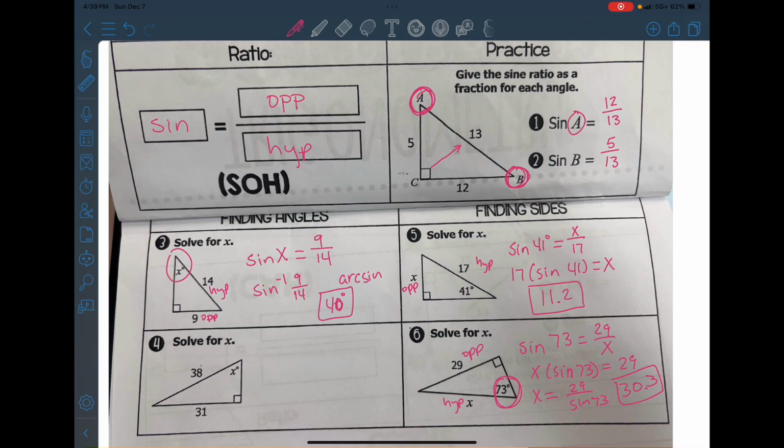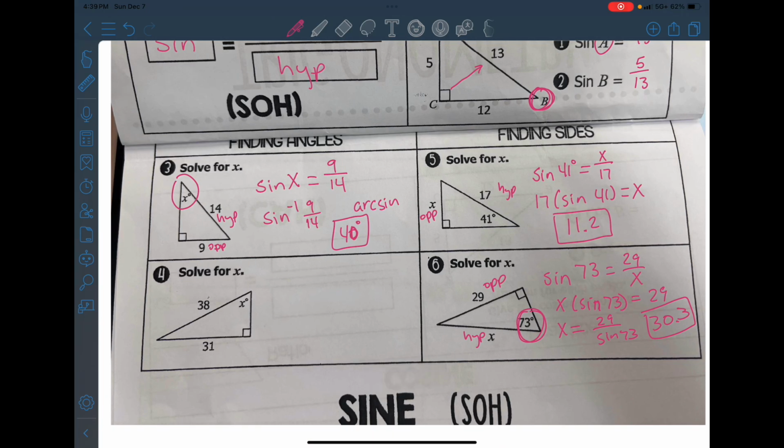So anytime you're looking for an angle, you're going to use that second function button. You either use second sine, second cosine, second tangent, and we'll talk about those in a minute. So let's look at this. We know we are looking for an angle in number 4, so we're going to use our second button.